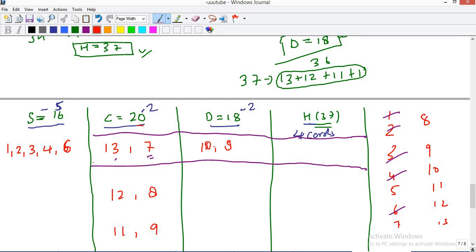So what are the remaining numbers? 1, 2, 3, 4 is used. 5 is not used. Then 9 is not used. 11 is not used. And 12 is not used. So these are the 4 cards remaining. Let's see इनका sum 37 है या नहीं. 11 plus 9 is 20. 20 plus 12 is 32. 32 plus 5 is 37 definitely. So this is one possible solution.